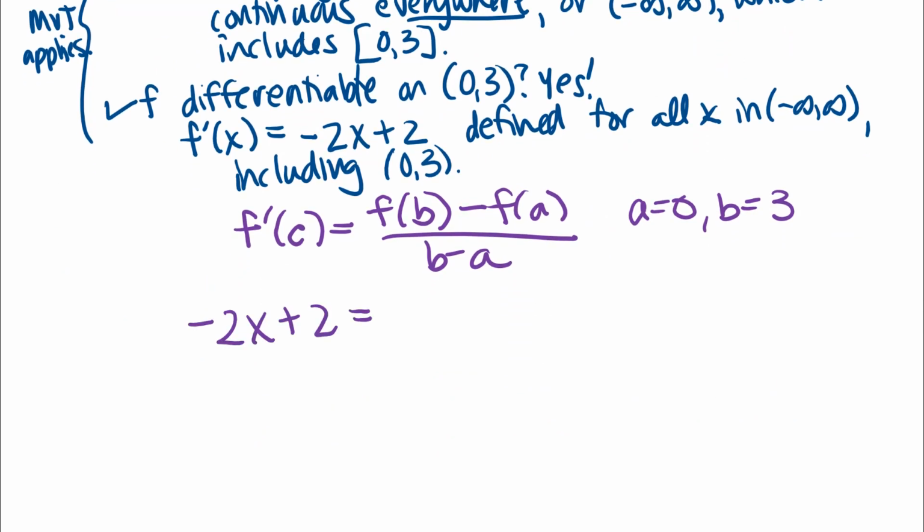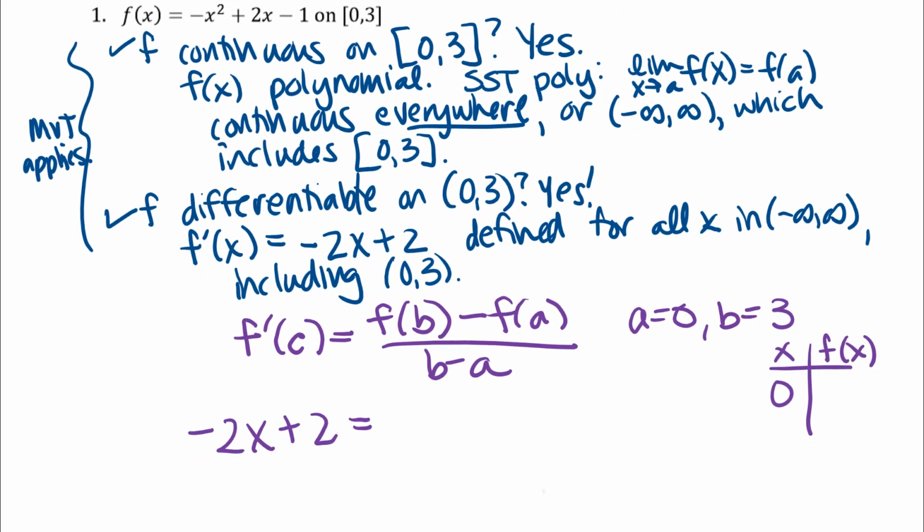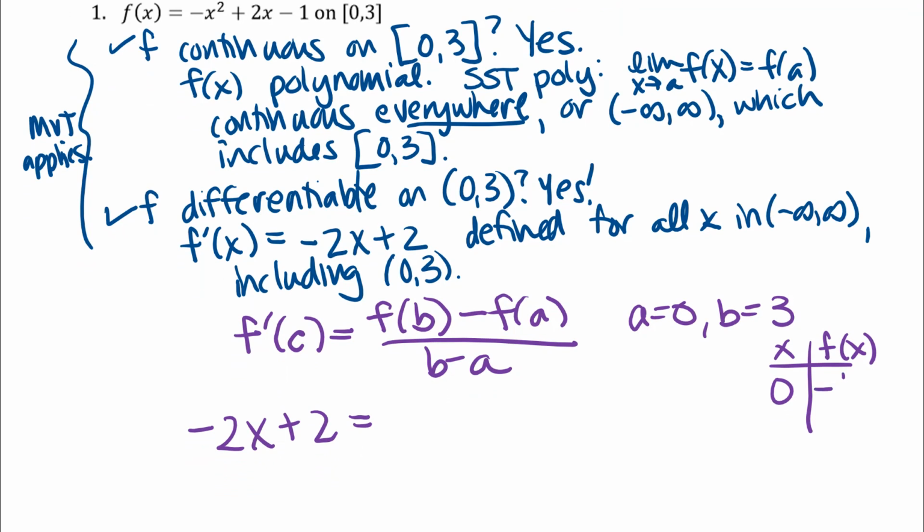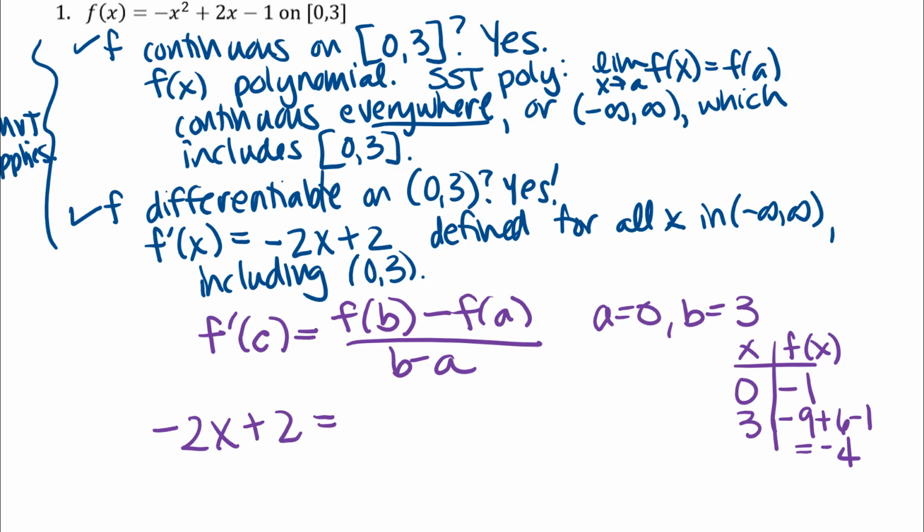And then for f of b minus f of a, I'm just going to make a little value chart here for function inputs and outputs. So when I put 0 into our original function, f of x, f of 0 is negative 1. And when I put 3 into the original function, I'll get negative 9 plus 6 minus 1, so negative 4. So f of 3 minus f of 0, so negative 4 minus negative 1 over 3 minus 0. So that's my f of 3 minus f of 0 over 3 minus 0.